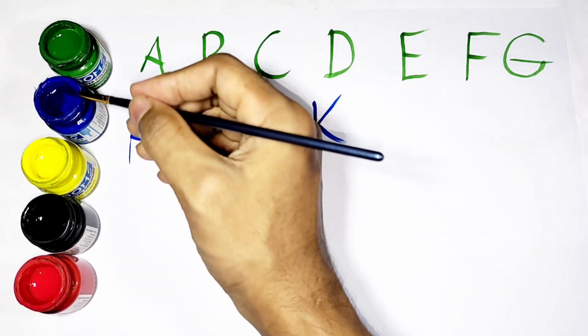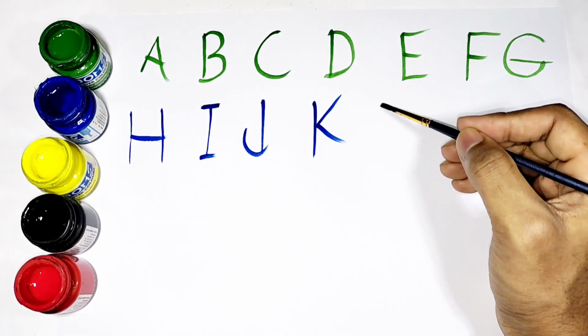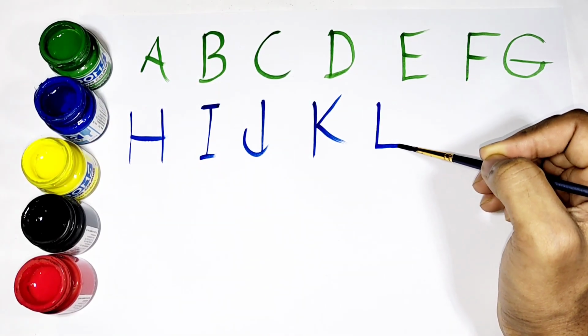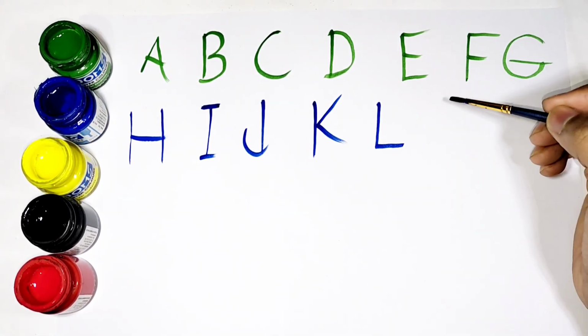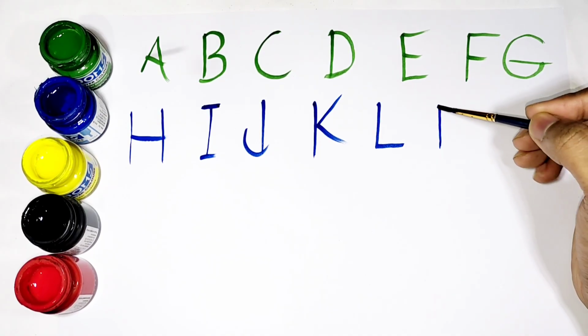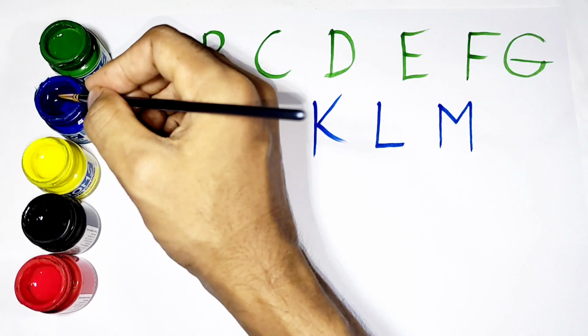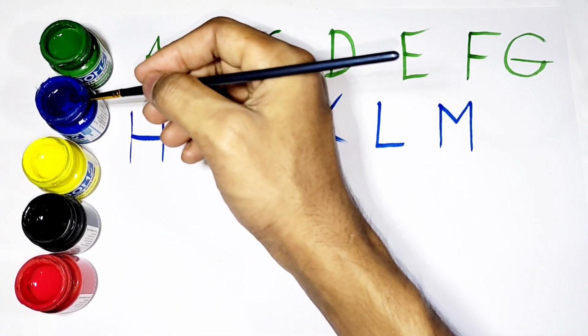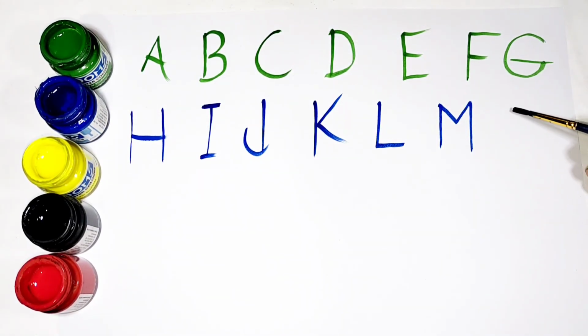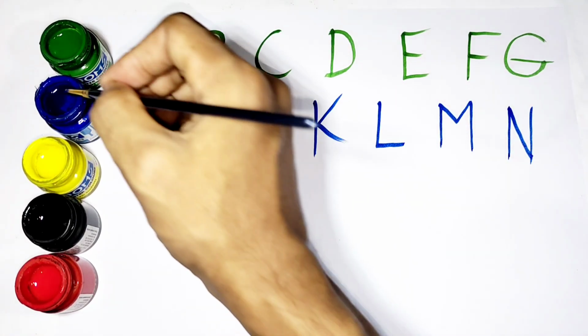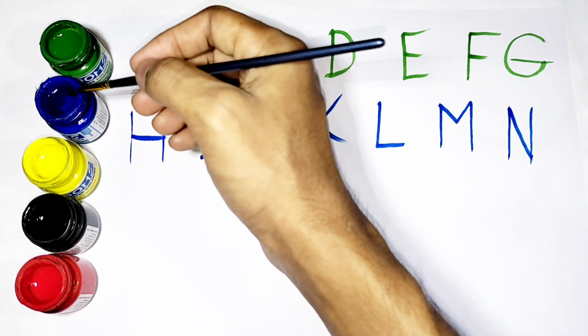The next one is L. L for lion, L for lemon. And the next one is M. Now we draw N. N for nose, N for nest. Kids, the next one is O. O for octopus.